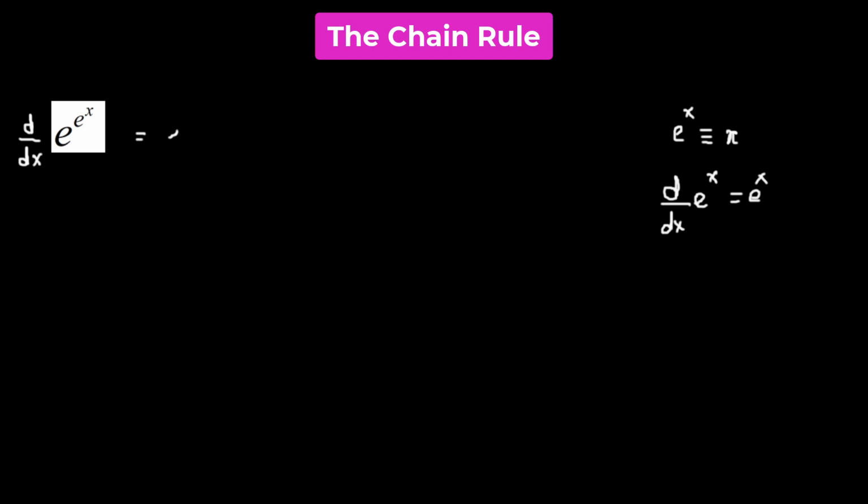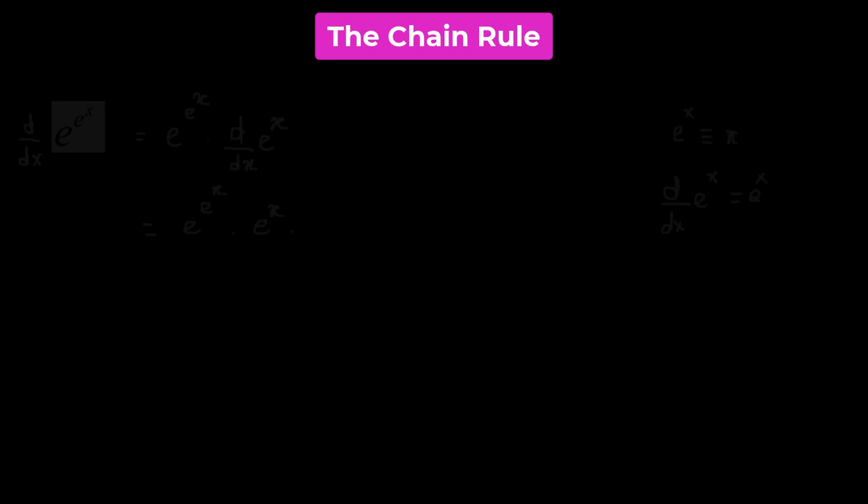So that means we will get e raised to the power of x. So x here is our assumption, which is e raised to the power of x, times the derivative of our assumption, which is e raised to the power of x. So that gives us e raised to the power of the exponential function, multiplied by the derivative of the exponential function, which is the function itself. So this is the derivative of the given function with respect to x.